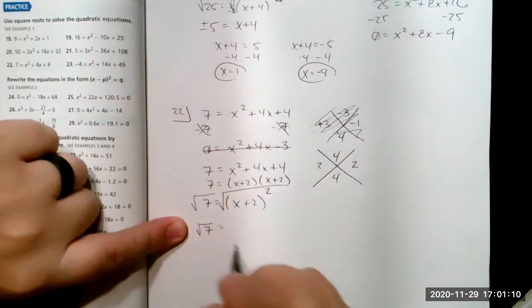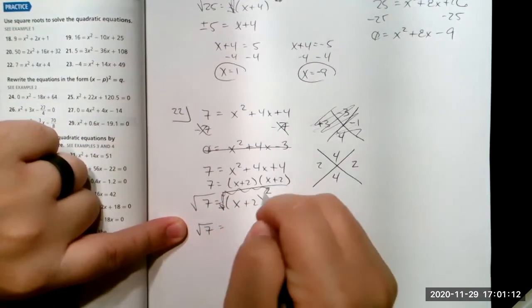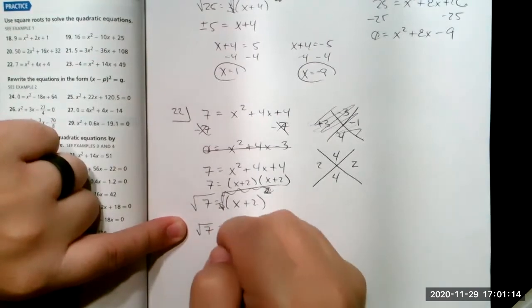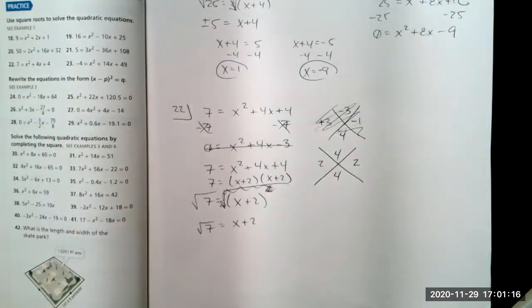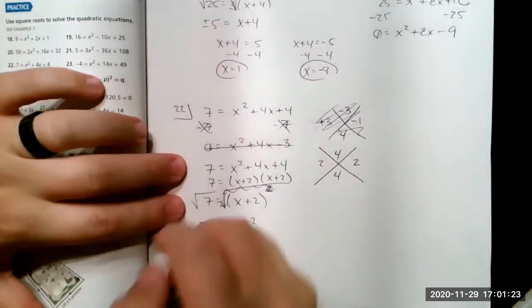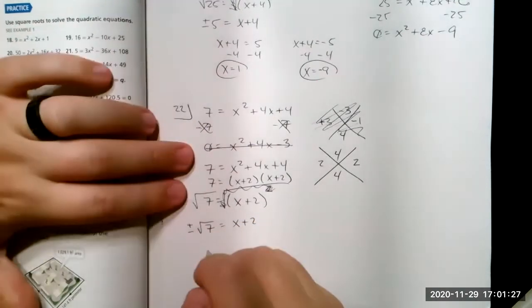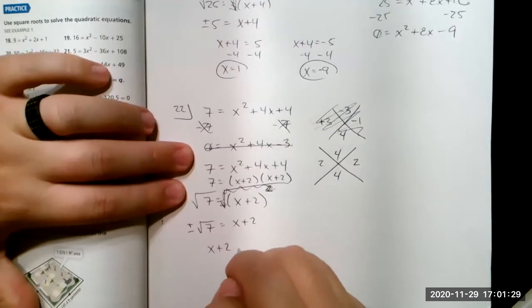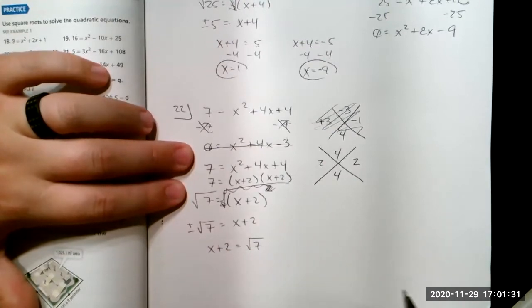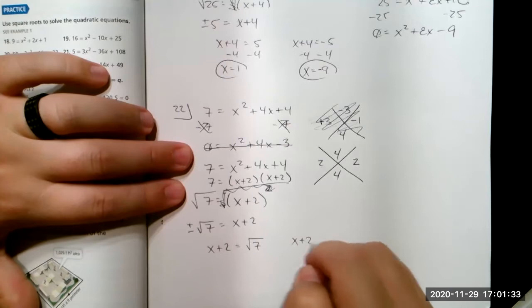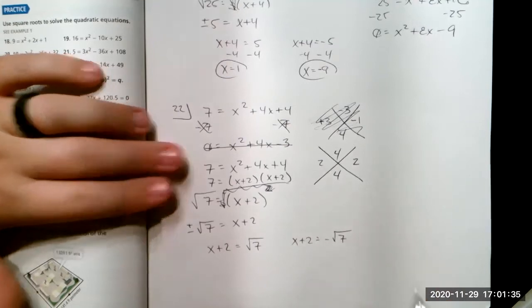And then on the right, again, the square root and the square undo each other. So I'm left with x plus 2. Just keep in mind, when I square root that number, it's always the positive and negative version. So just like before, I'm going to take x plus 2 and set it equal to positive root 7. And then I'll take x plus 2 and set it equal to negative root 7.